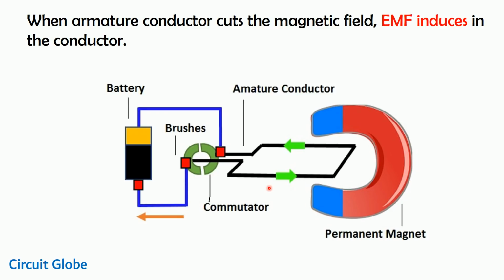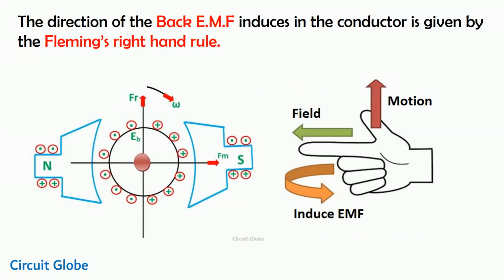But for determining the direction of the EMF induced in the conductor, we need to know the Fleming right hand rule. Now what is Fleming right hand rule? Fleming's right hand rule says if we spread our thumb, index finger and middle finger of the right hand at an angle of 90 degrees, then the thumb shows the motion of the conductor. The field is given by the index finger and the direction of the back EMF induced in the armature conductor is given by the middle finger.